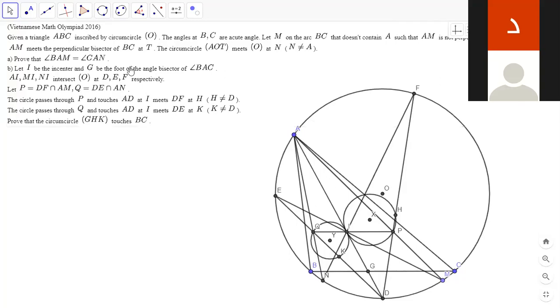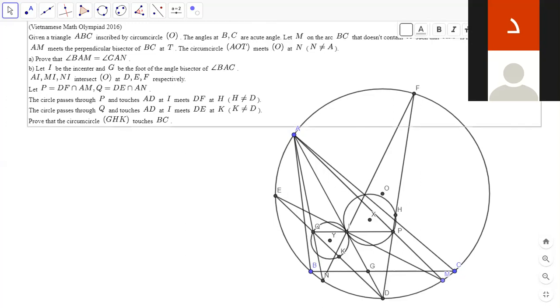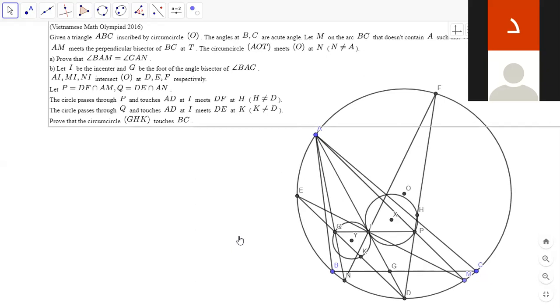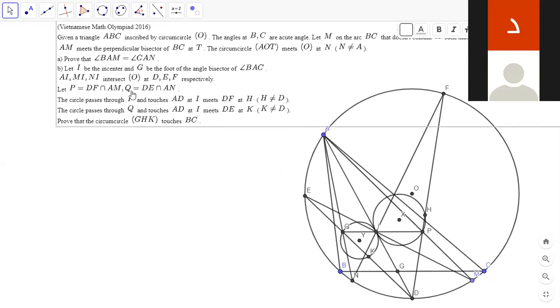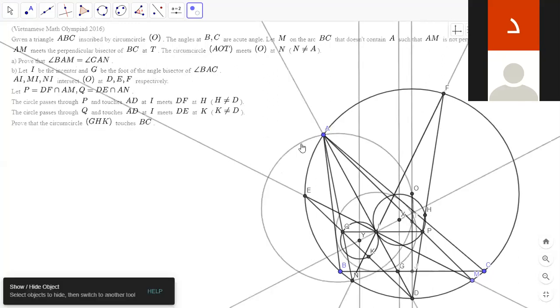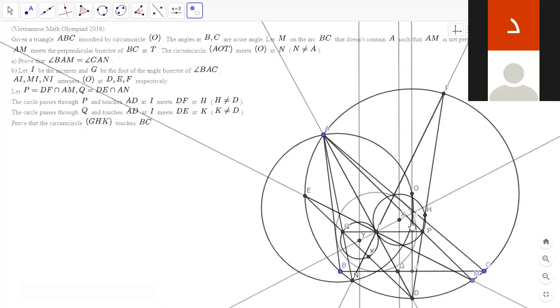All right. All right. Let me make as much room as I can. I'll just make my life easier later. Okay. So for part A, oops. There we go.